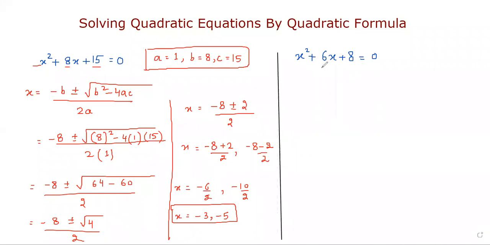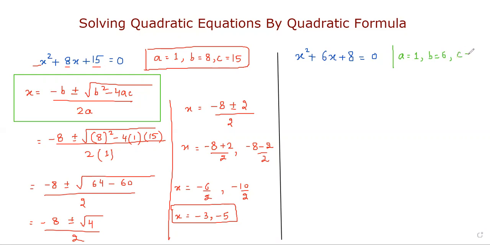This is x square plus 6x plus 8 is equal to 0. Again, we'll use the same formula: x is equal to minus b plus minus square root of b square minus 4ac over 2a. Now let's take the values of a, b and c. a is the coefficient of x square, which is again 1. The value of b is the coefficient of x, which is 6. And the constant term is 8, so c is equal to 8. These are the values of a, b, and c.